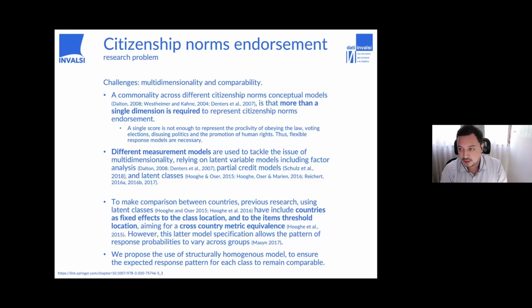The idea of using these explications is to achieve metric equivalence, borrowing the same term that is used in the confirmatory factor analysis literature. What we are proposing is to rely on the structurally homogeneous model, because we want to preserve the response pattern interpretability among more than one country at the same time. And the main purpose of today's presentation is to make that argument in a full-fledged way.